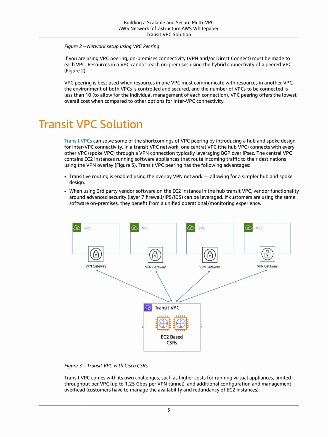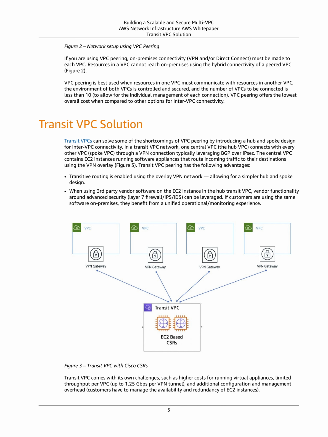Transit VPC Solution. Transit VPCs can solve some of the shortcomings of VPC peering by introducing a hub-and-spoke design for inter-VPC connectivity. In a transit VPC network, one central VPC, the hub VPC, connects with every other VPC, the spoke VPC, through a VPN connection typically leveraging BGP over IPsec. The central VPC contains EC2 instances running software appliances that route incoming traffic to their destinations using the VPN overlay.